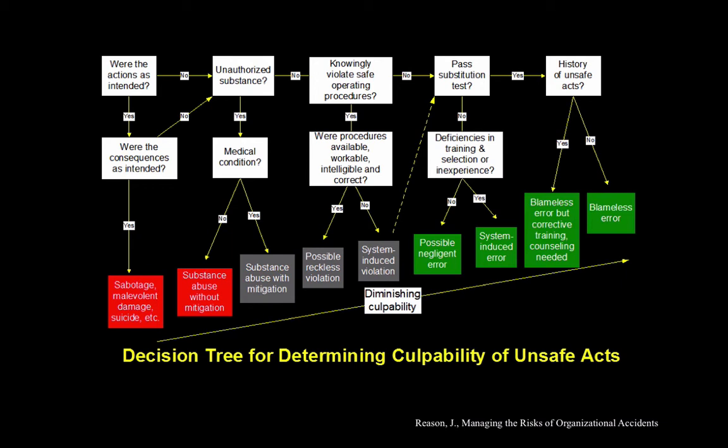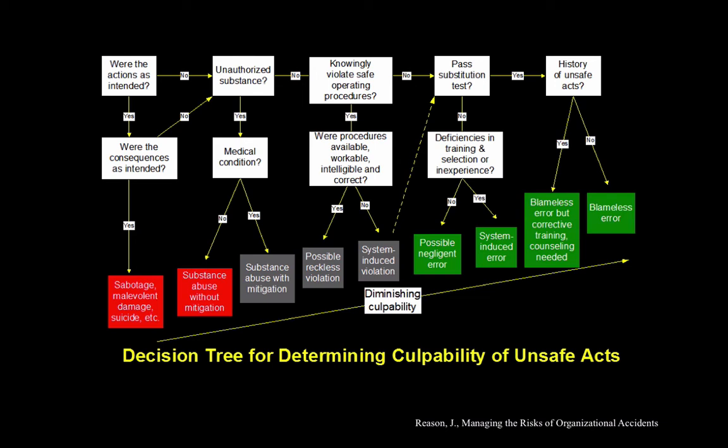The first question you have to ask is, were the actions as intended by the person? If not, was the person using some unauthorized substance? If not, was it done knowingly? Was a safe operating procedure knowingly violated? If not, does it pass the substitution test, meaning another person in a similar circumstance with a similar amount of experience and competency would he or she have done the same thing? So that is the substitution test. And if not, then does this person have a history of unsafe acts?